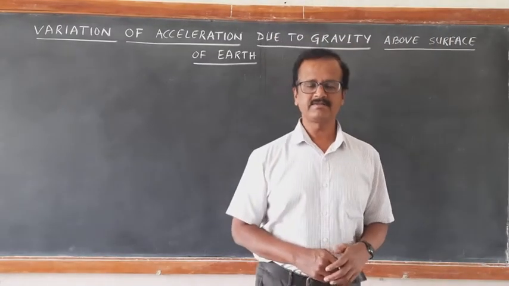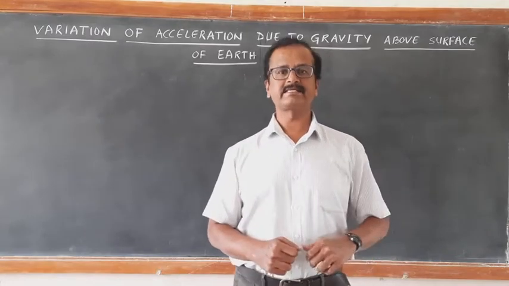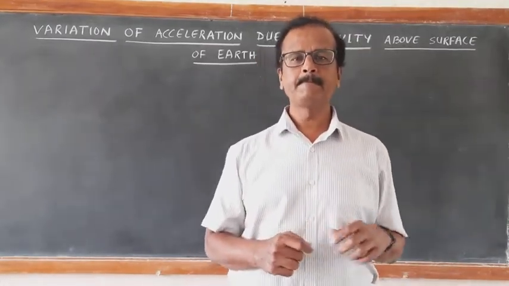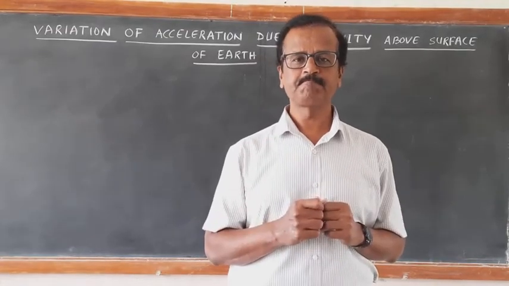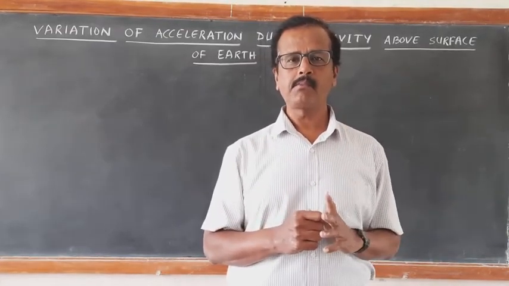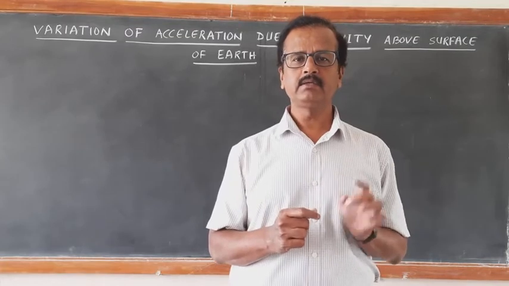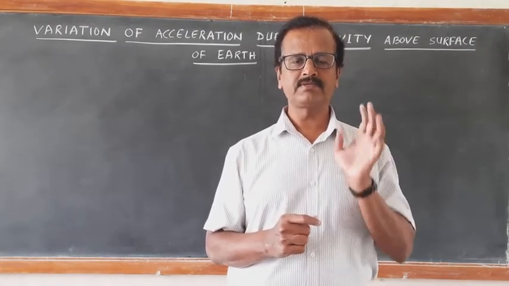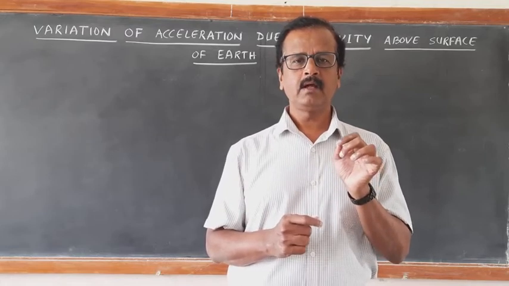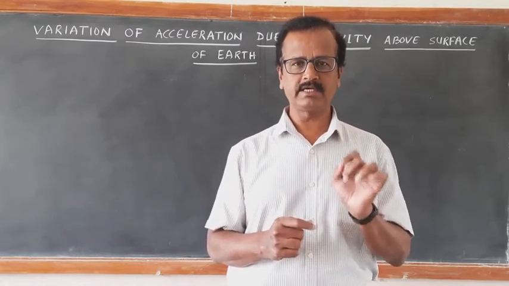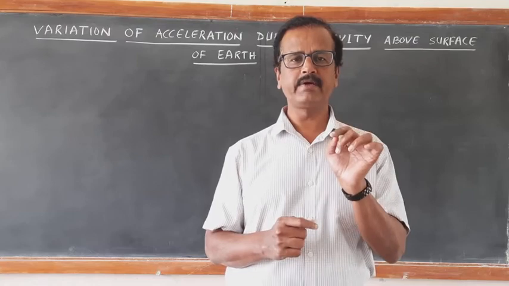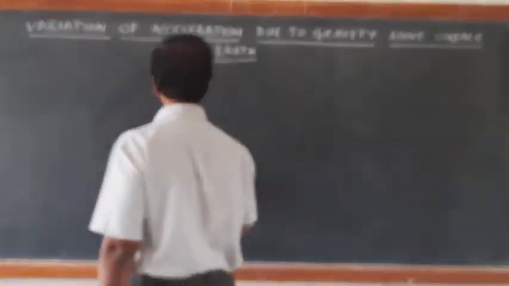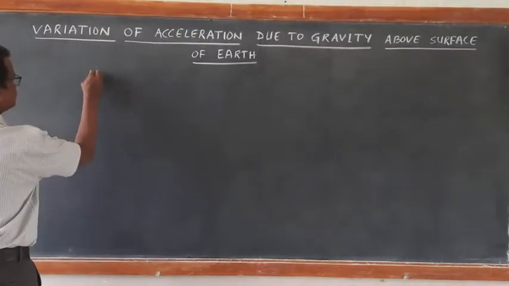Good morning, students. So yesterday we discussed the variation of acceleration due to gravity below the surface of the earth. We came to know the acceleration due to gravity goes on decreasing as we go below the surface of the earth, and as we approach the center of the earth, acceleration due to gravity tends to zero. And I will write the equation just below the surface of the earth.